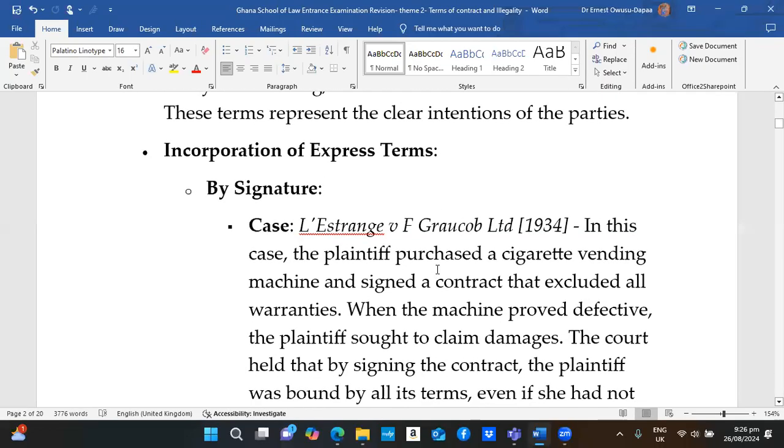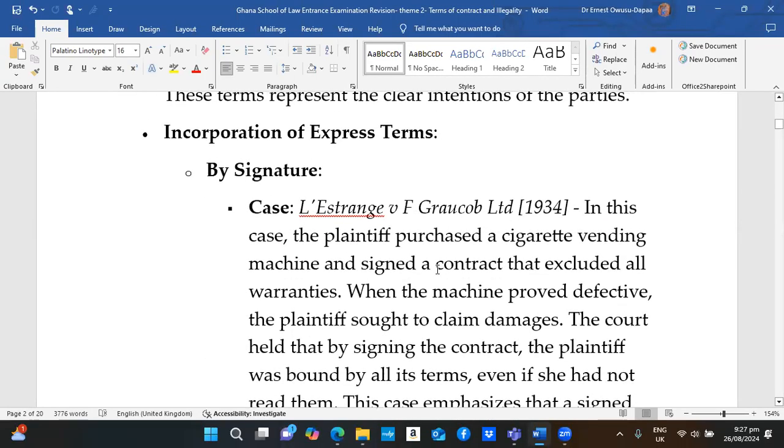And how do you get express terms? Express terms may be incorporated or may be evidenced by signature. For example, the fact that a person has signed a document is an indication that he or she has accepted to be bound by that, as it were.